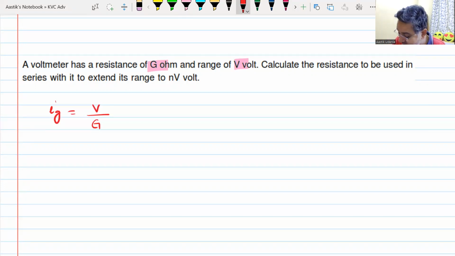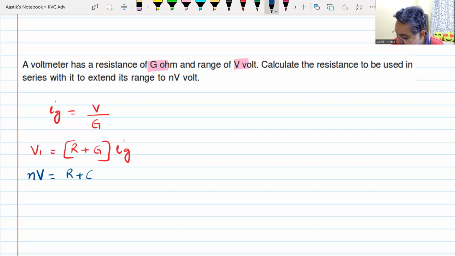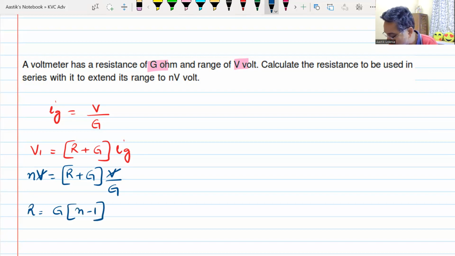Now I want to change the range to V1, and this new V1, if you remember, will be equal to R plus G into Ig. Yes or no? Yes, sir. Now this new range is n times the original one. So n times V is R plus G into Ig. Ig is V by G. So from here you will be able to calculate the value of the series resistance, and the value of series resistance that is going to come will be G into n minus 1.